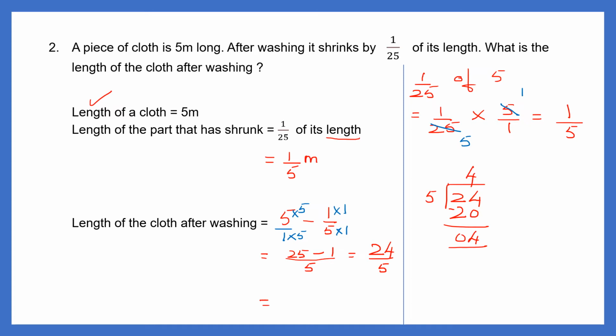Now we're going to get our mixed number. Quotient is 4, the remainder is 4, and the denominator we use is 5. So the length of the cloth after washing is 4 4/5 meters. So this is our answer.